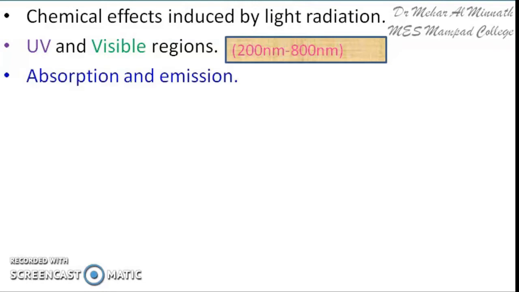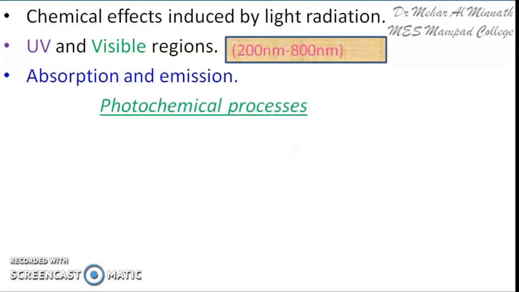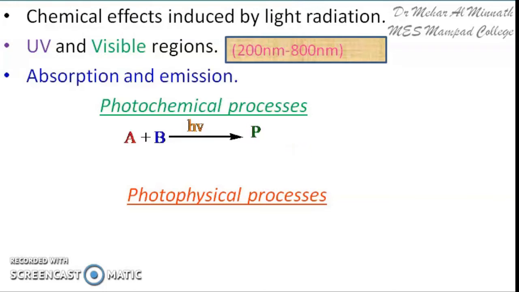We can divide photochemistry into two parts. One is the photochemical processes and the other one is the photophysical process. In photochemical process, we concentrate more on the chemical reactions which happen to molecules when they are exposed to light.